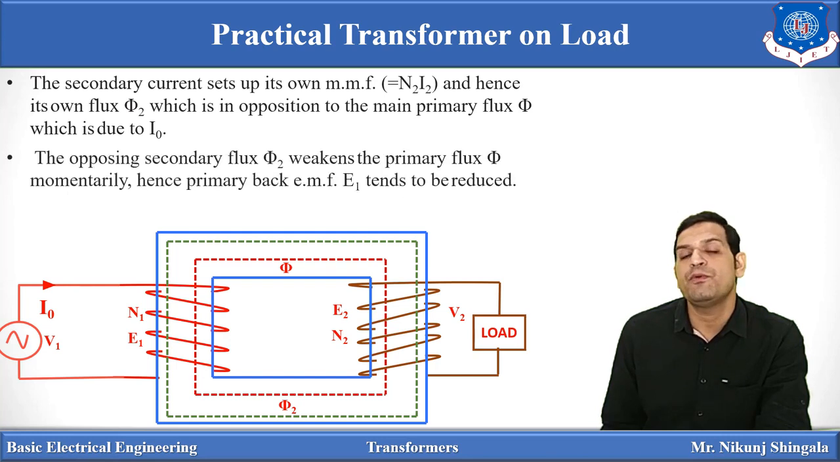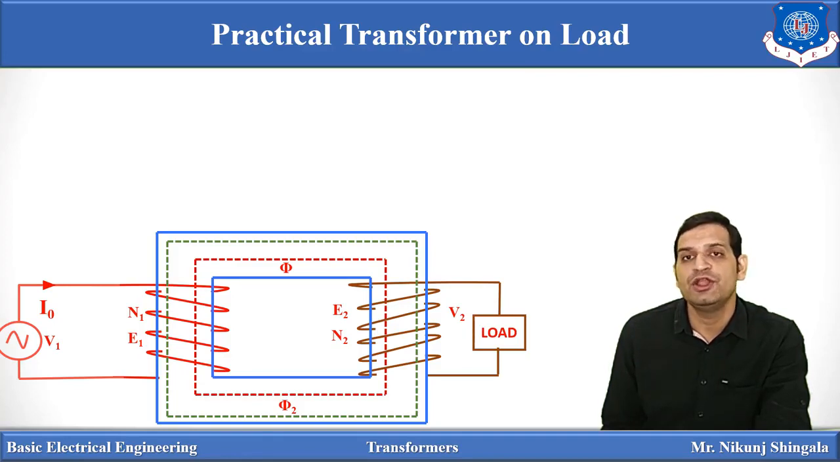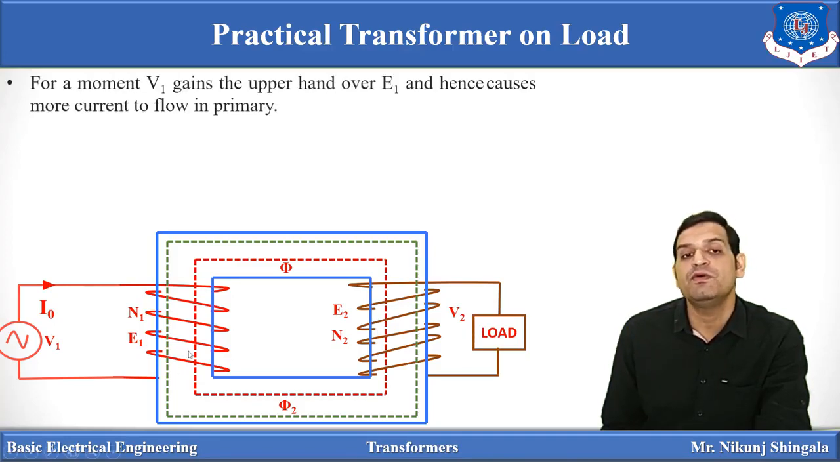Now as phi2 is in the opposite direction of phi, phi2 will weaken the primary flux phi, and as phi is weakened, the EMF induced in the primary will also start to reduce. Now what will happen if E1 starts to reduce? Current I0 is flowing because of the difference between V1 and E1. So as E1 is reduced, for some amount of time V1 gains the upper hand over E1, and it causes more current to flow in the primary winding. The difference between V1 and E1 is more, so additional current will start to flow in the primary winding.